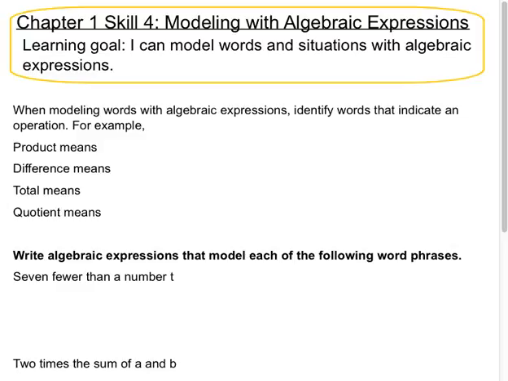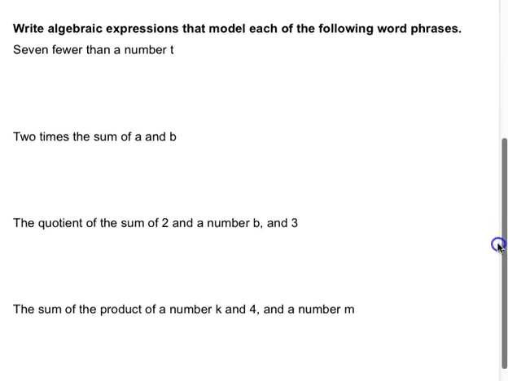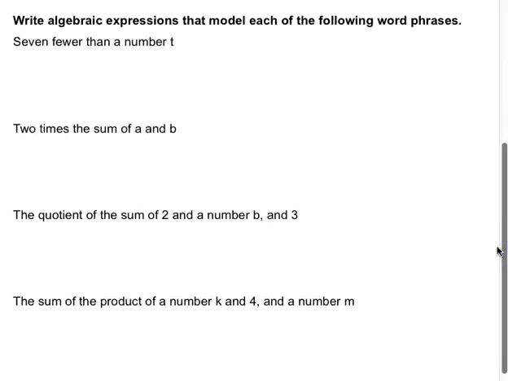So for example, if you hear the word product, you should think multiplication. Difference, you should think subtraction. Total, you should think addition. Quotient, you should think division. So the first thing that you're going to do in all these situations is identify what are some keywords in here telling me an operation that I should be doing? So let's take a look at some examples.